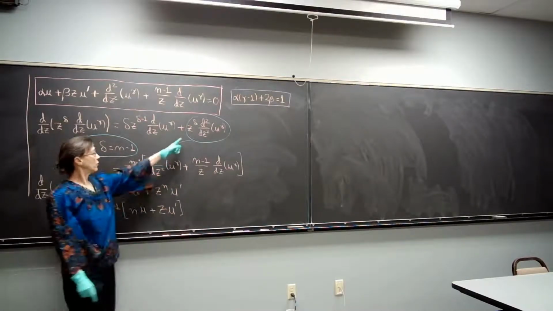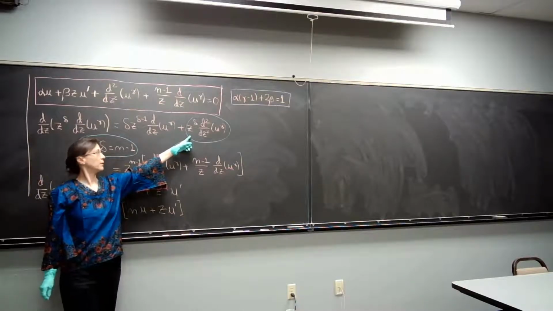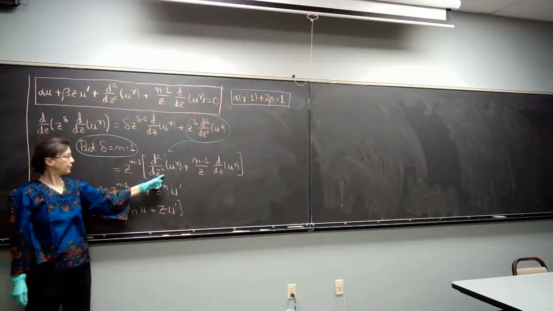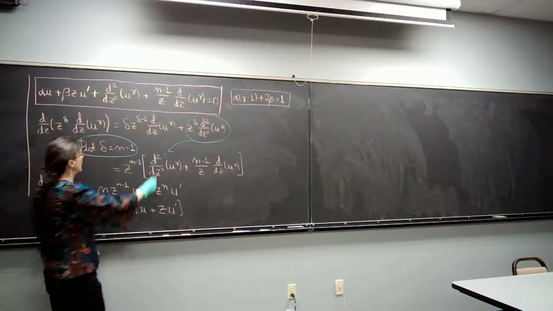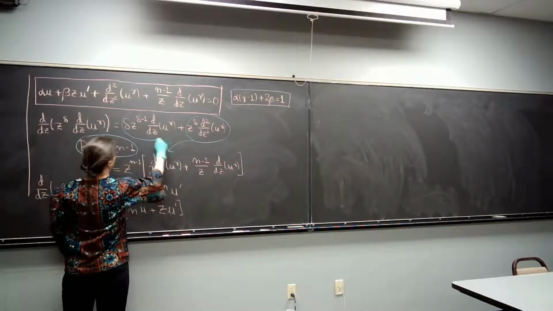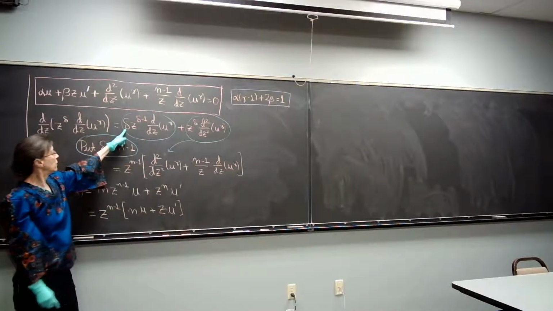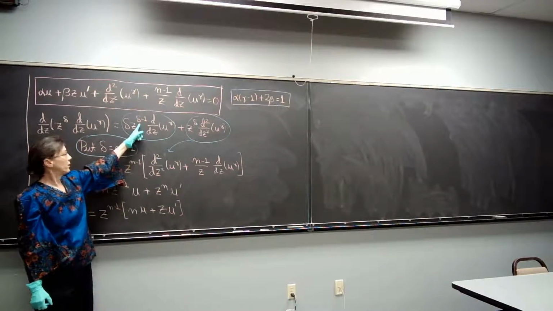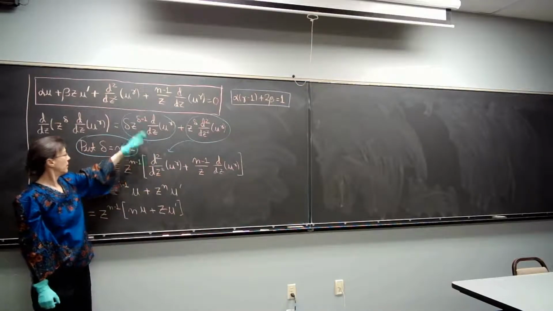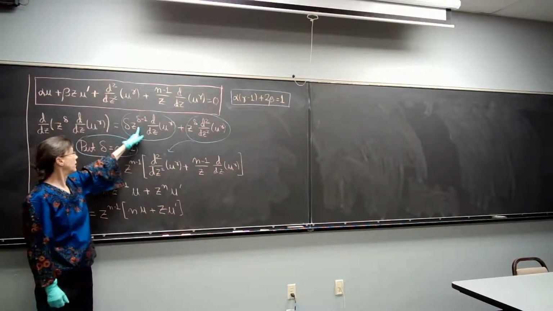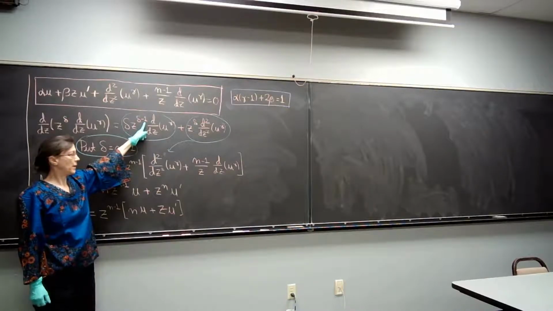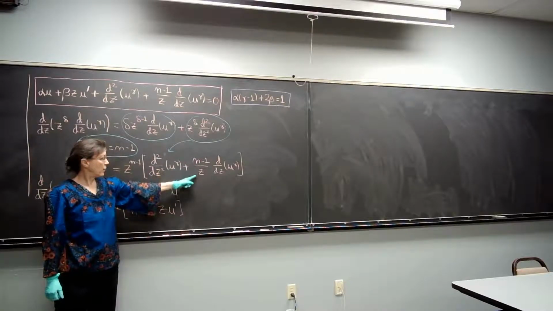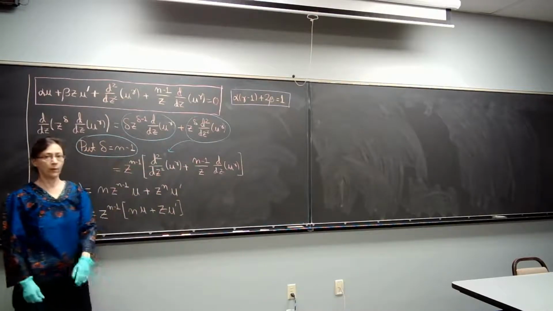So after I factor out z to the delta with the choice delta equals n minus 1, I get the second derivative of u to the gamma, plus, now what happens here? You've made the choice delta equals n minus 1. You factored out z to the delta. That leaves the z to the minus 1. So your coefficient is n minus 1 over z times the first derivative of u to the gamma.